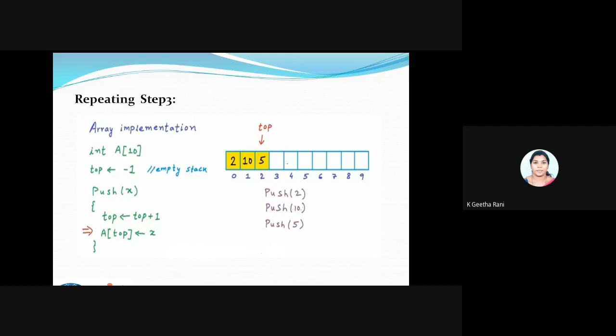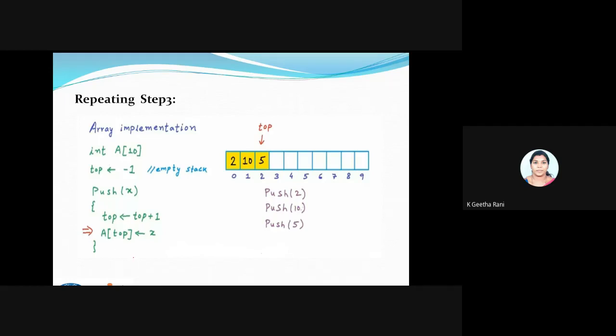Using the same process, I'm trying to push one more element, push of 5. Automatically it comes above the 10. So I'm assuming an array like a stack, and I'm just putting the values inside my stack. So till now we have seen how push works.